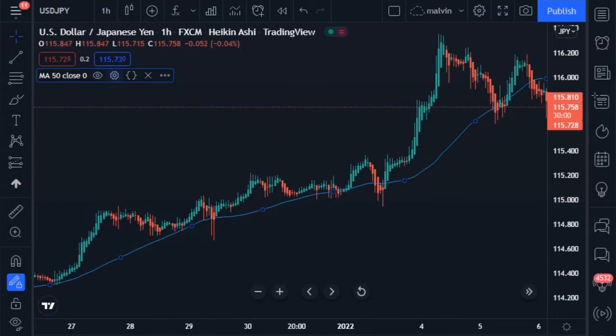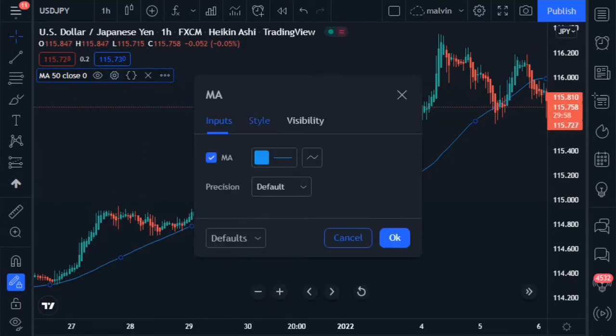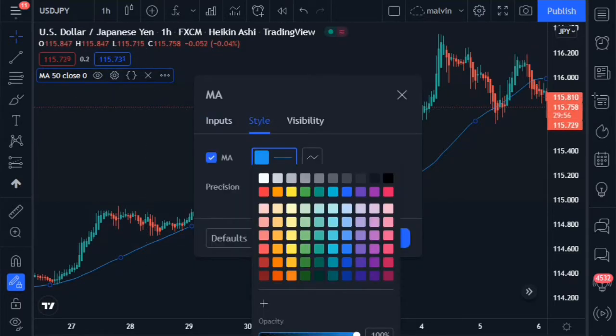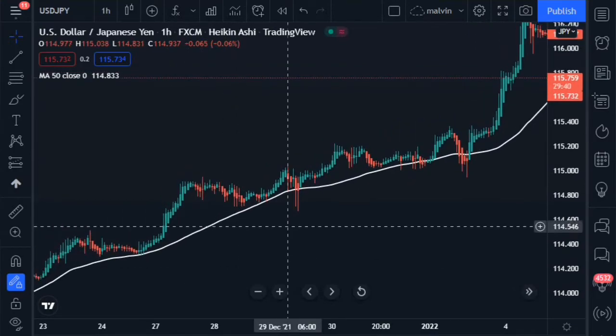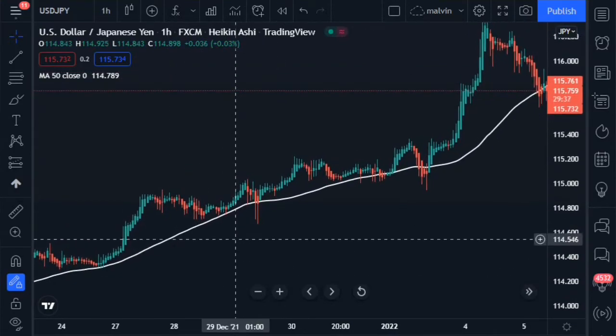So let's go back to the settings. Let's make the style white, and then we can increase the thickness of the moving average. As you could see here, the moving average is together with the Heikin Ashi candlestick.